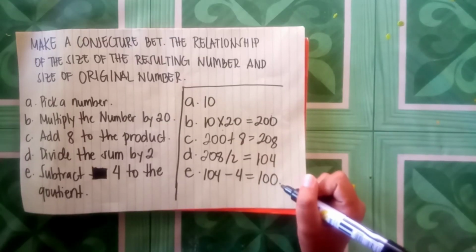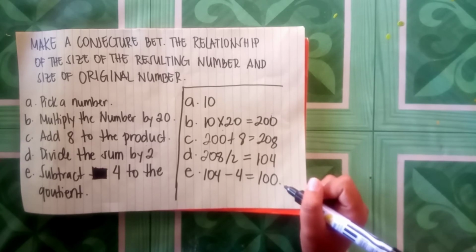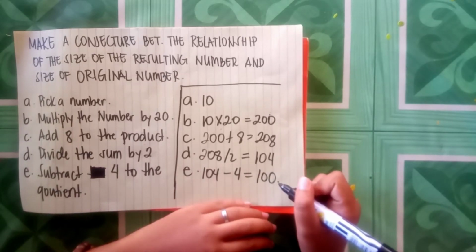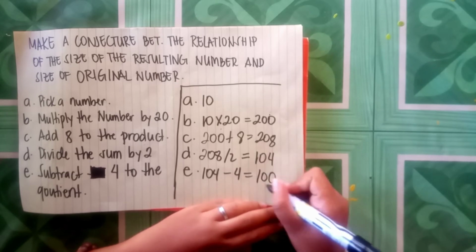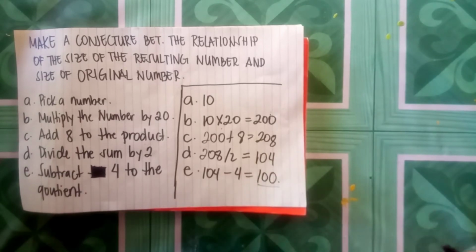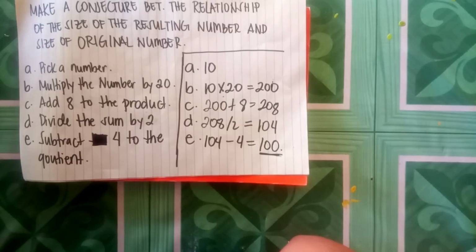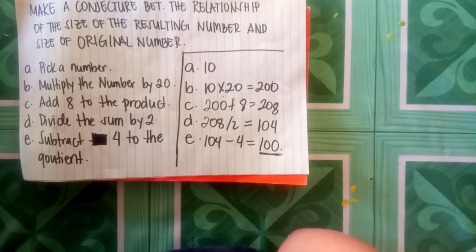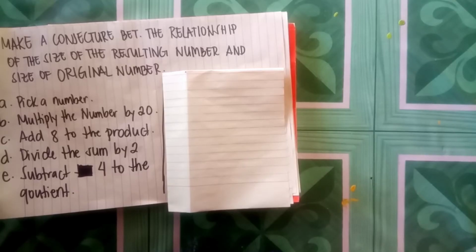So this is now our resulting number based on our original number, which is 10, and the resulting number is 100. If you observe, our resulting number is 10 times the original number, which is 10. So 10 times 10 is equal to 100. But we will try another number to come up with a conclusion, and let's see if it is still the same as our first conclusion, which is 10 times the original number.